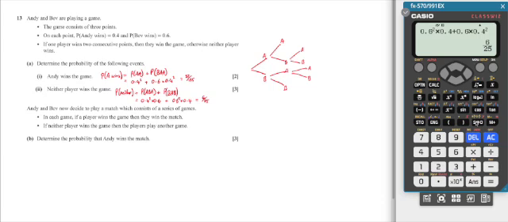Right, Andy and Bev now decide to play a match which consists of a series of games. In each game, if a player wins the game, they win the match. If neither player wins the game, they play another game. Determine the probability that Andy wins the match. 3 marks. So we're playing till we get a winner.